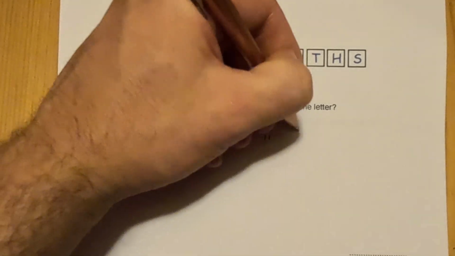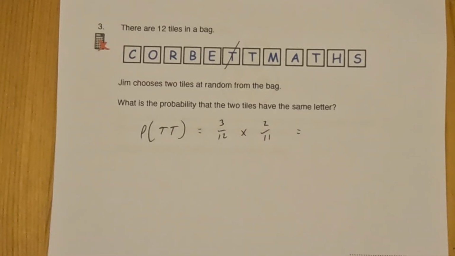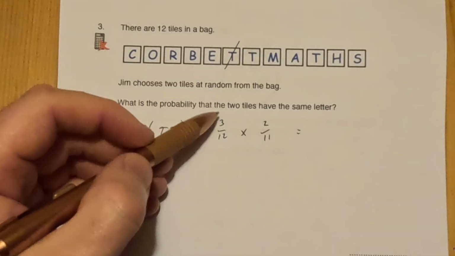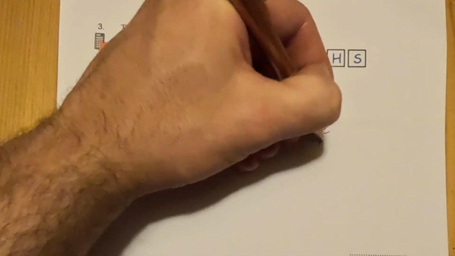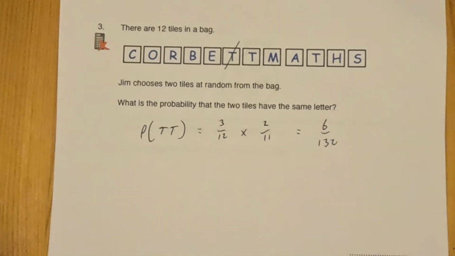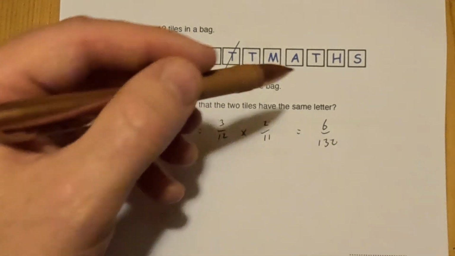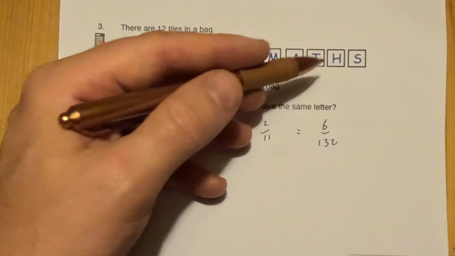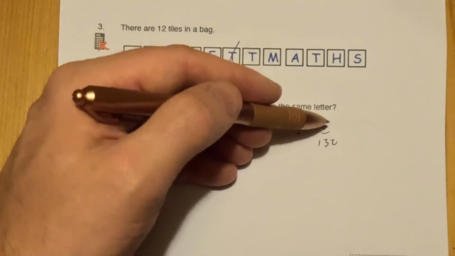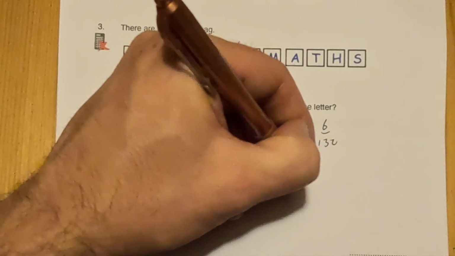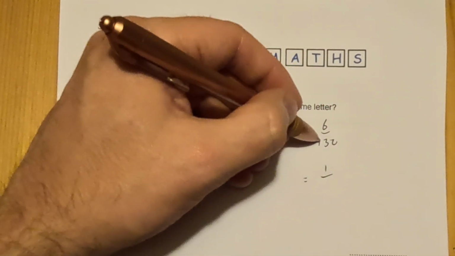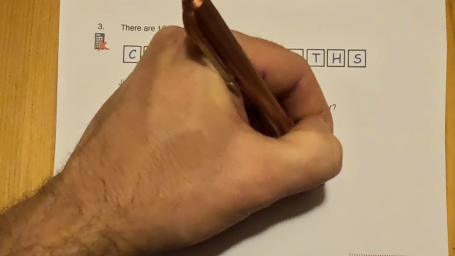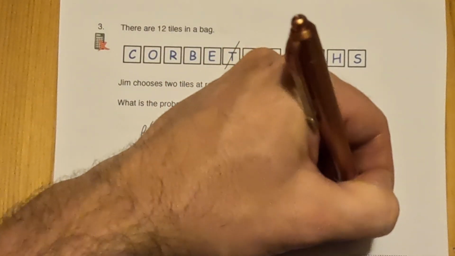And then if we just multiply them together, we'll find the probability of finding a T and then another T. So 3 times 2 is equal to 6, and 12 times 11 is 132. So the probability that Jim chooses a T and another T would be 6/132. That can be cancelled down. We can divide both the numerator and denominator by 6. And if we do that, 6 divided by 6 is equal to 1, and 132 divided by 6 is equal to 22. So the answer would be 1/22.